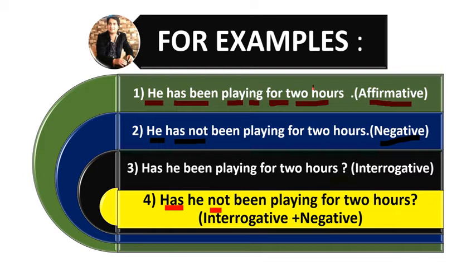So I can write like this: I have been playing for 2 hours. I have not been playing for 2 hours. Have I been playing for 2 hours? Have I not been playing for 2 hours? So you can make thousands of sentences like this. Ram has been playing for 2 hours. Ram has not been playing for 2 hours. Has Ram been playing for 2 hours? Has Ram not been playing for 2 hours?